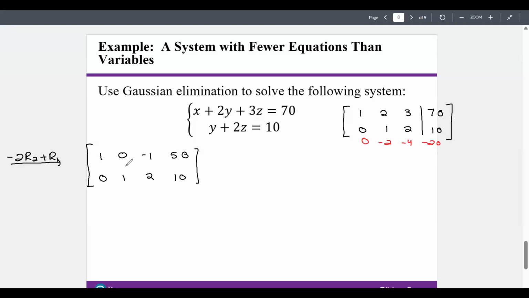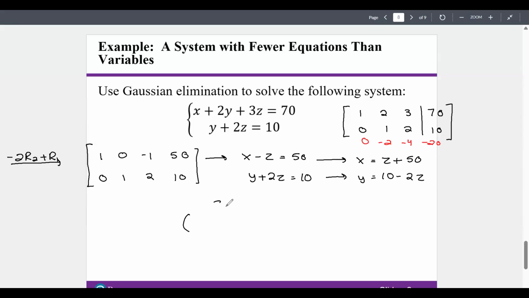Now what we see is I instantly have an equation where I'm not going to have a y here. This is just x minus z equals 50. And here I get y plus 2z equals 10. So easily I get my two equations because I could take this one and just rewrite it as x is just equal to z plus 50. And then this one is just y equals 10 minus 2z.